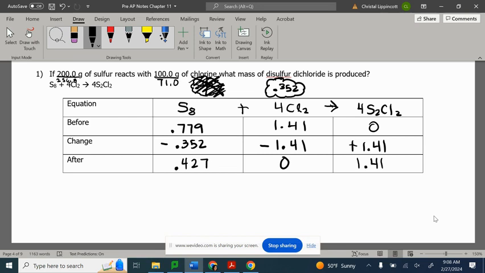Okay. And they wanted to know what the mass of this disulfur is. So we're going to take this and multiply it by the molecular mass for this. 32.1 times 2 plus 1, so 135.2, times, so this ends up being 190, and I need 4 sig figs, so 190.4, and that's going to be grams of S2Cl2.